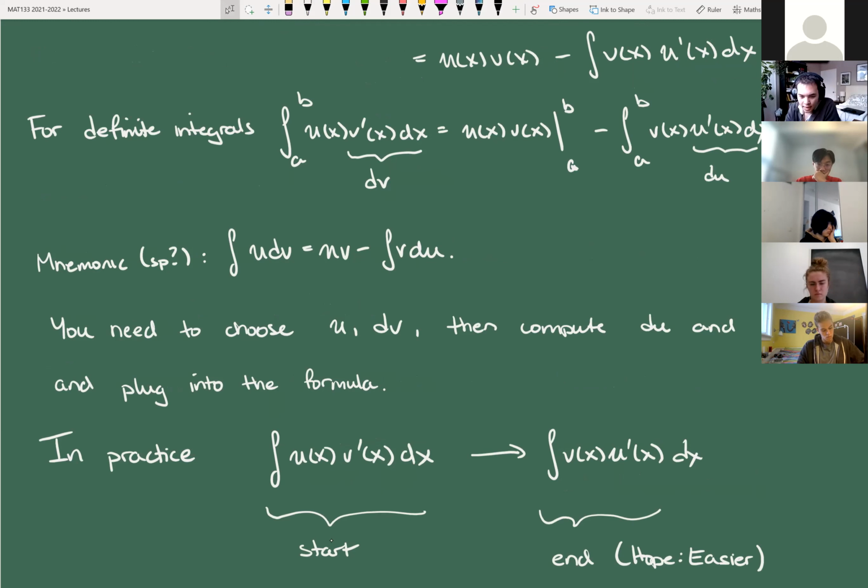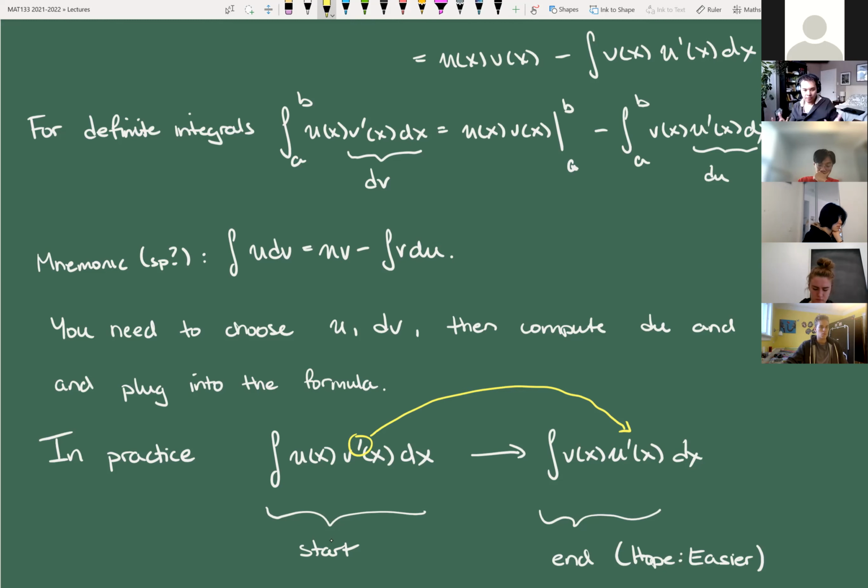Now, look at the formulas at the bottom of the screen. They are exactly the same, except what has happened is I've pushed the derivative from the v onto the u. So I took this derivative here and just pushed it onto the u. I took the derivative off of one function and put it onto the other. Integration by parts is taking a derivative from one function and putting it onto the other.